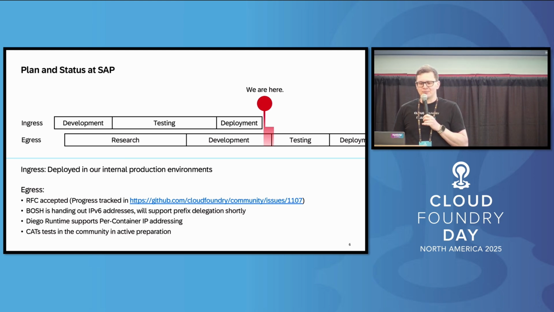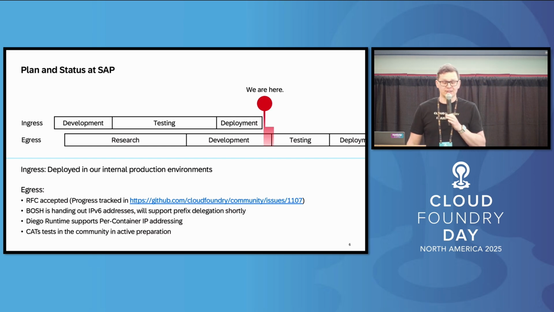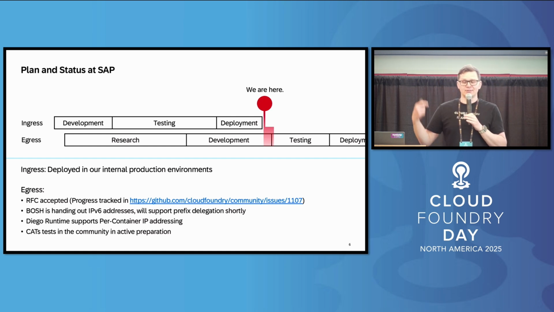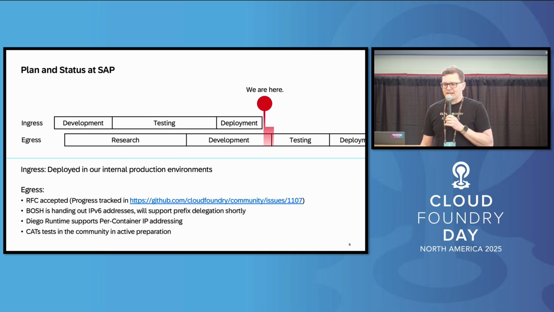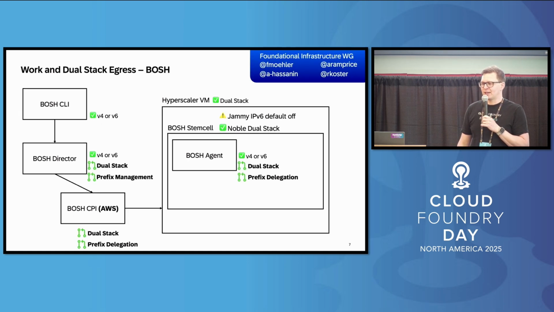But in short, Bosch is now handing out IPv6 addresses and IPv6 prefixes, which means CIDR ranges for individual VMs, for Diego, where Diego can then use those IP address ranges and delegate those to its containers. And we're working on the acceptance tests in the community. There are some environments, but more on that in a bit.